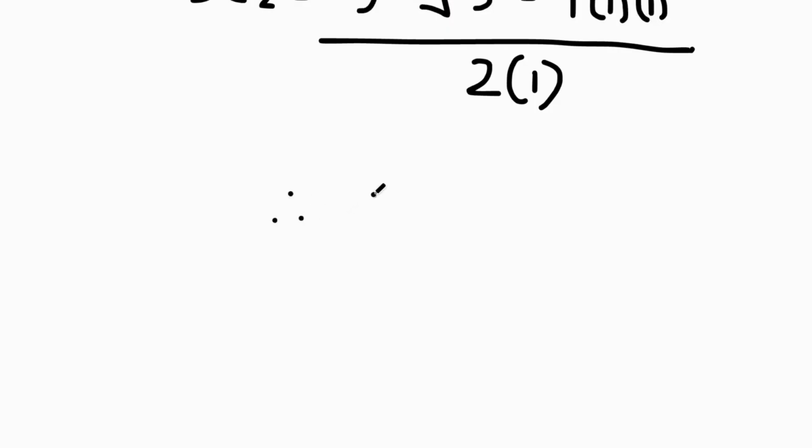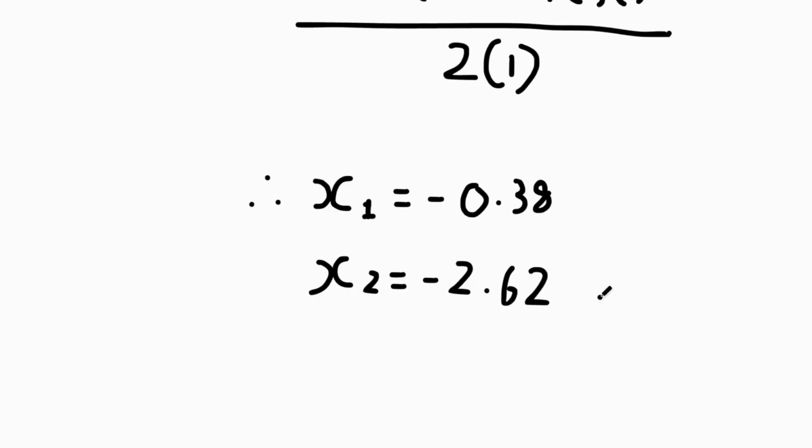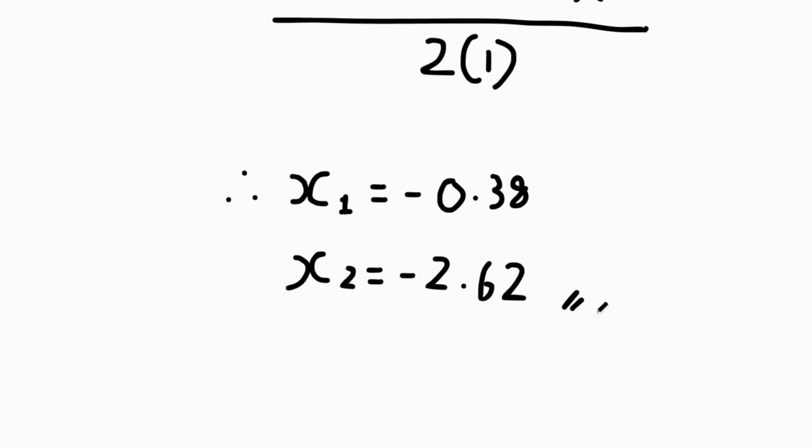And so therefore, I've rounded to 2 decimal places the values that I obtained from my calculator, and got that x1 equals minus 0.38, rounded to 2 decimal places. And then for my second value, x2, I got negative 2.62. And this is it, guys. You've learned when to use the formula, how to use it.